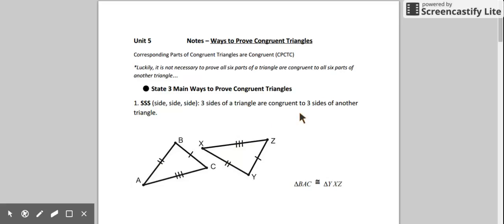The first way is that we can compare sides, all 3 sides. If I can say that 3 sides of a triangle are congruent to 3 sides of another triangle, then I'm using this proof method called side, side, side. We could then name these 2 congruent triangles by making sure that we put corresponding parts in the same order. So if I name the left triangle, triangle BAC, I need to name the right triangle, triangle YXZ, because B is going to correspond with Y, A corresponds with X, and C corresponds with Z.